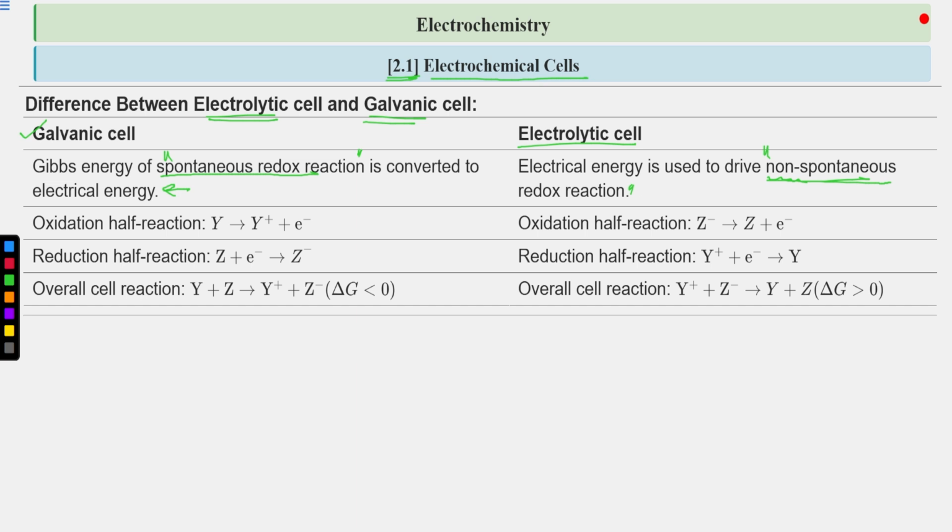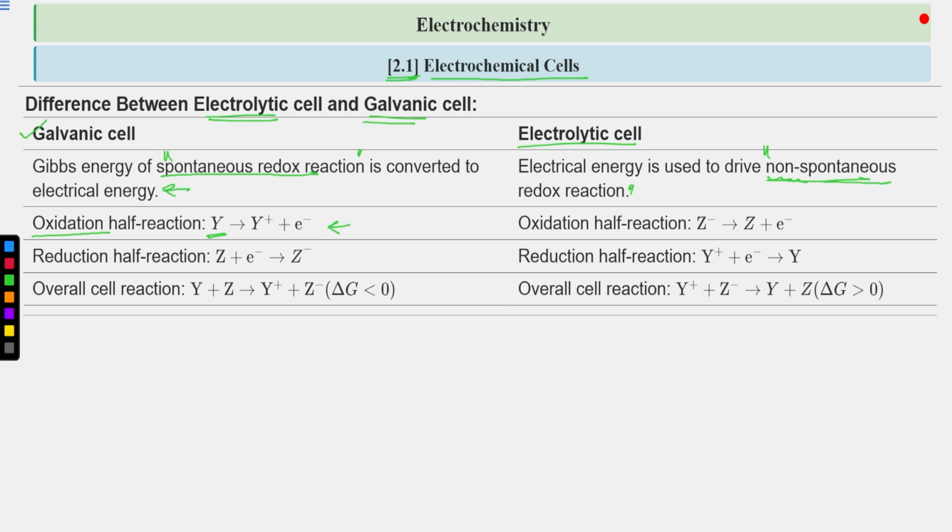Now, the second point is the oxidation half reaction in the galvanic cell. This is the first time we are seeing half reactions. If you have a redox reaction, you can divide it into an oxidation half reaction and a reduction half reaction. So how will the oxidation half reaction look? Let's suppose it is an element Y converting to Y positive plus an electron. What we define as oxidation is the losing of electrons.